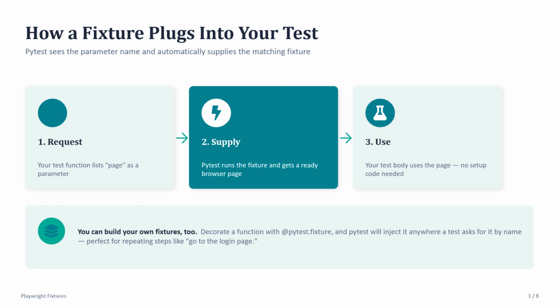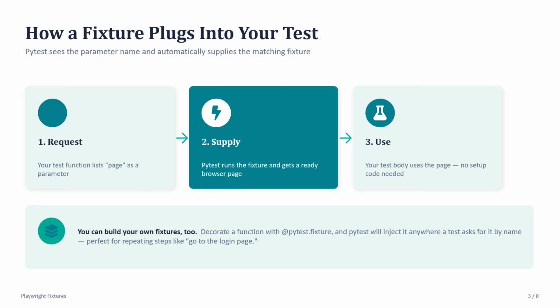Now, let's come to how fixtures plug into your test. We are working with Playwright and Python, so we are using pytest. Basically we start with the request. Now your test function, because you see that we were creating a test function, lists the page as a parameter. Here again, this page is a fixture. Now pytest runs the fixture and gets a ready browser page. So we don't need to open the browser and open the page.